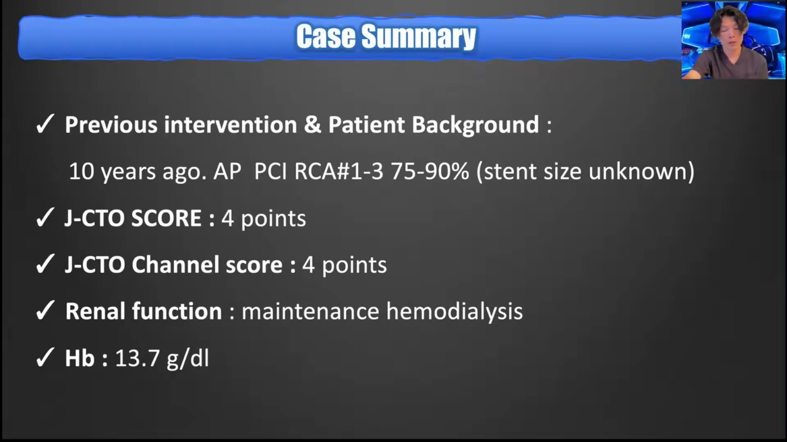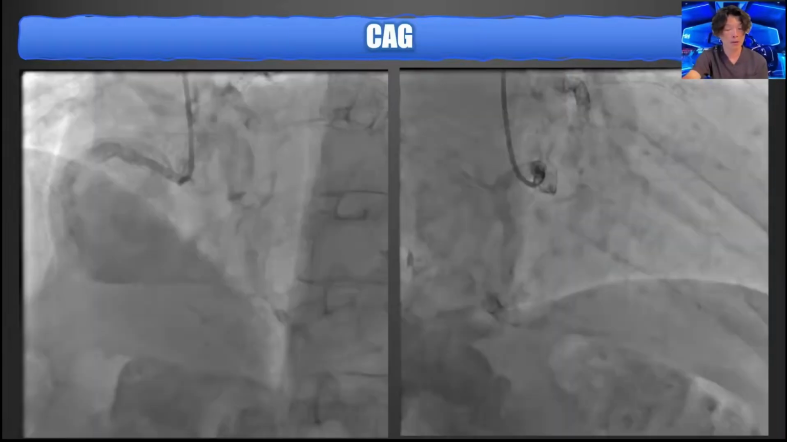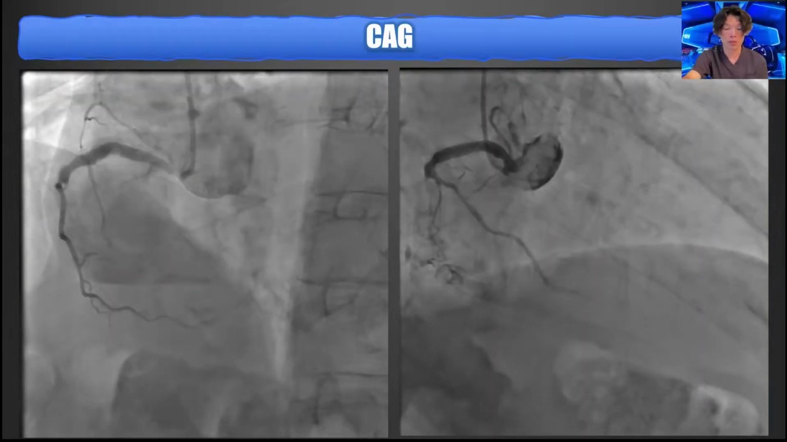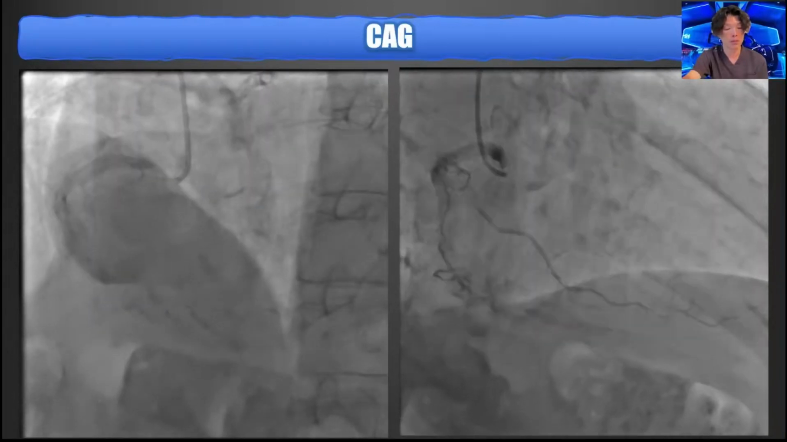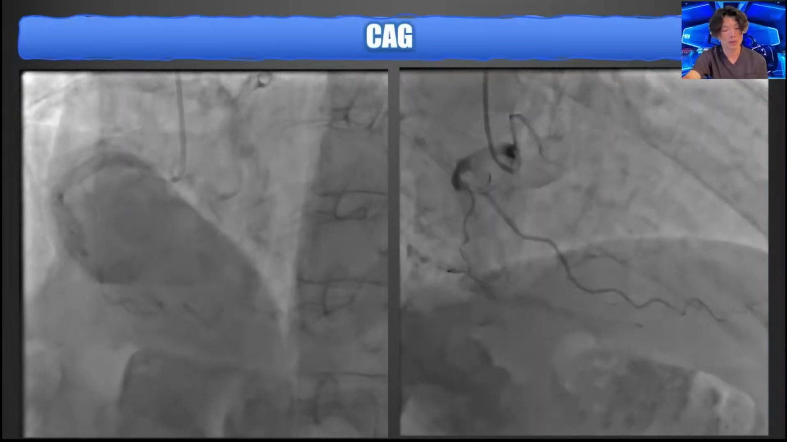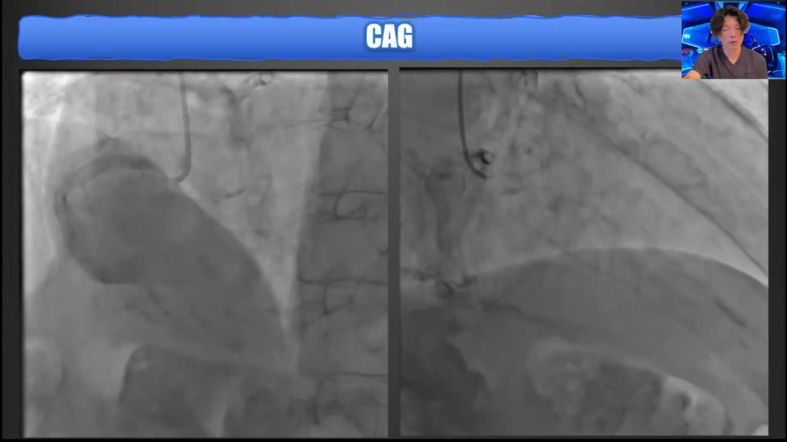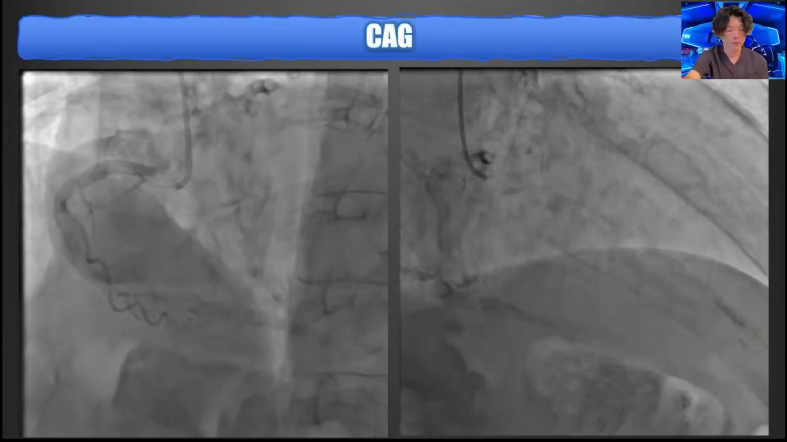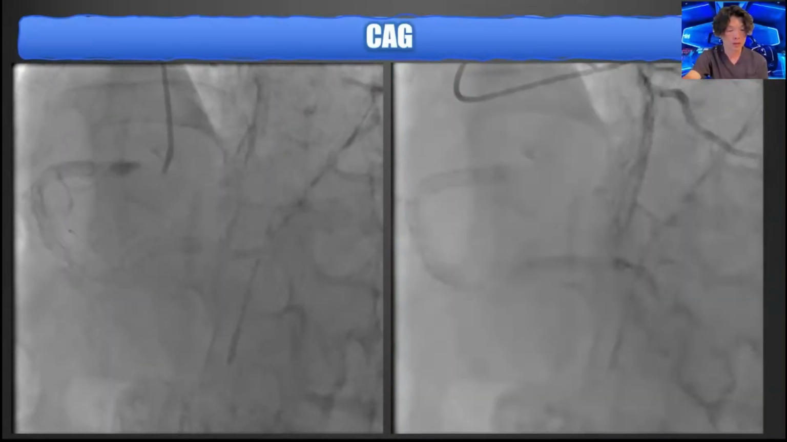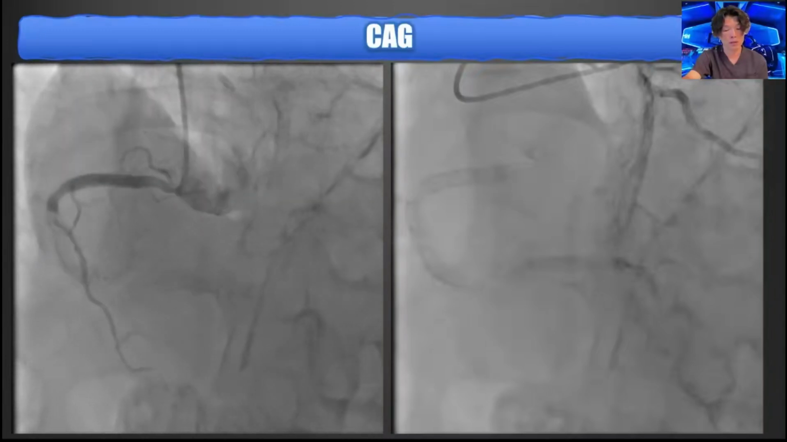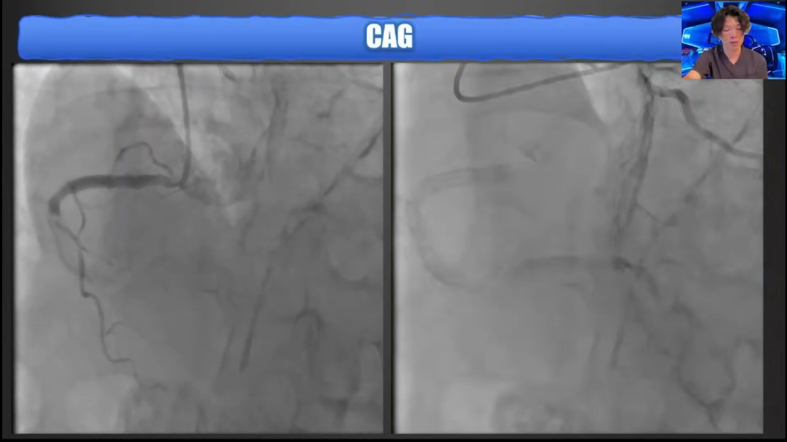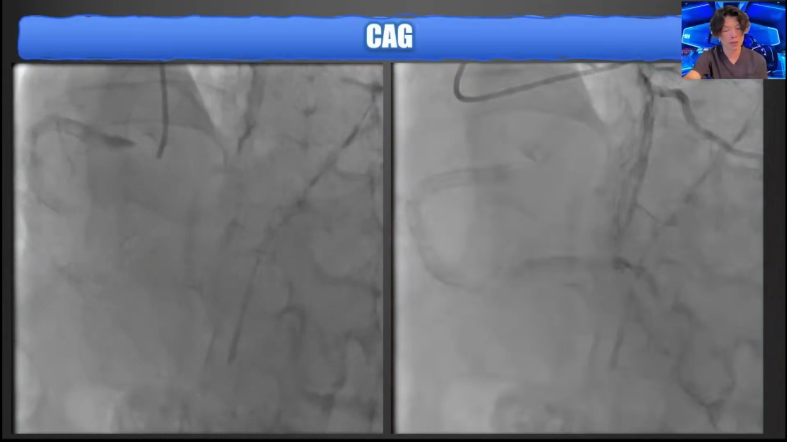JCTO score 4 points, JCTO channel score 4 points. Cardiac CT and CAG confirmed an ISO and CTO region in the RCA, measuring approximately 60 millimeters in length, with a JCTO score of 4. The patient should undergo PCI for RCA CTO. However, because the region is extremely long, the procedure was anticipated to be lengthy.